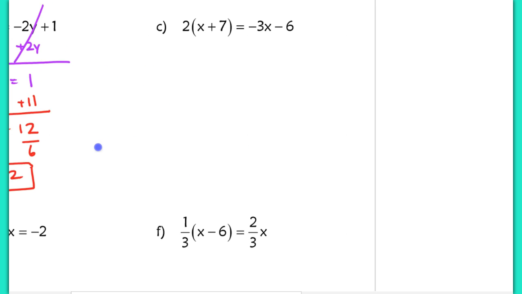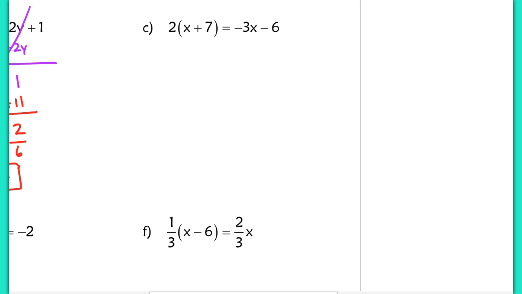Now C looks a little bit different even than the ones we just worked on, because in C we have some parentheses. So we're going to work on the skill that we started off with, which was the distributive property. We practiced that a few times so that we'd be ready for this question here. We're going to distribute the 2 to the x and the 7. So I end up with 2x plus 14 equals negative 3x minus 6.